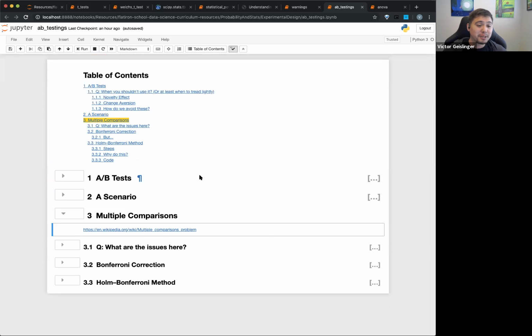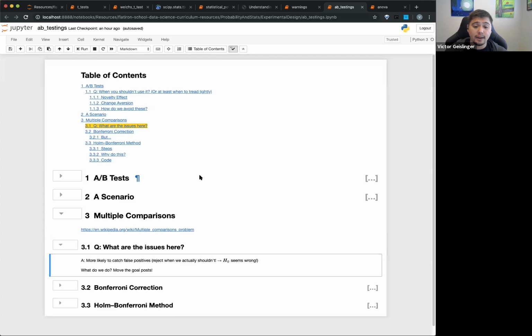So, multiple comparisons. This is kind of an issue here. It's related to A/B testing, but it should also be considered when we're doing any hypothesis testing. The main thing here, I linked over to the multiple comparisons problem, is that if we make many comparisons, so we look at many different aspects of a participant or of a sample and what other metrics they have, one issue you might have is that we're more likely to catch false positives, right?